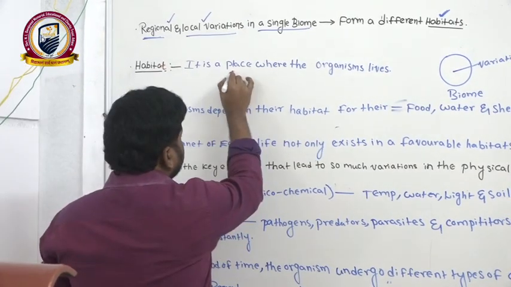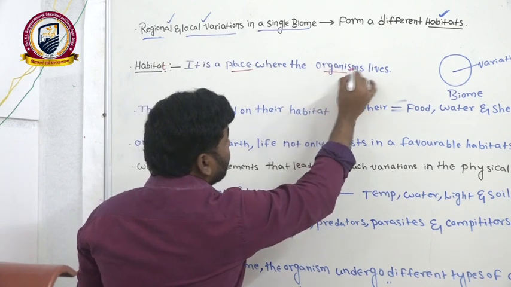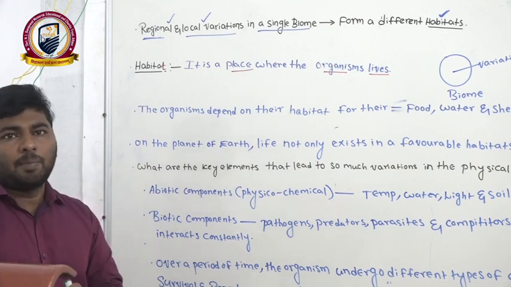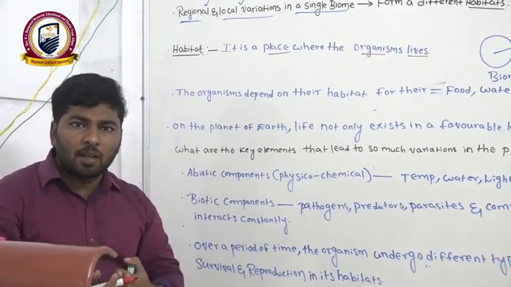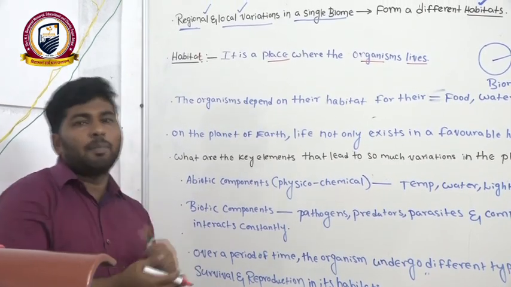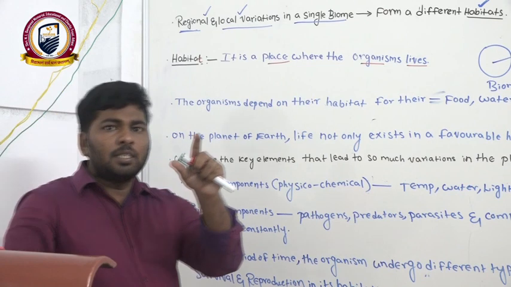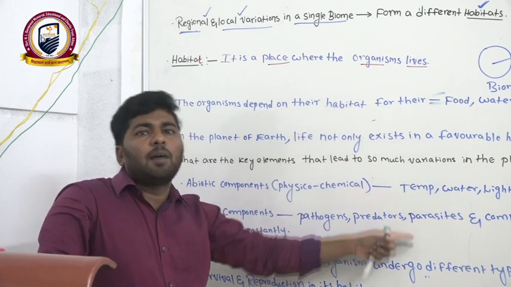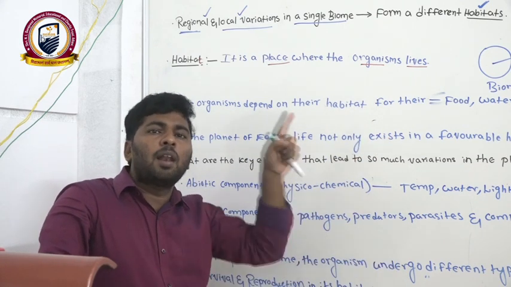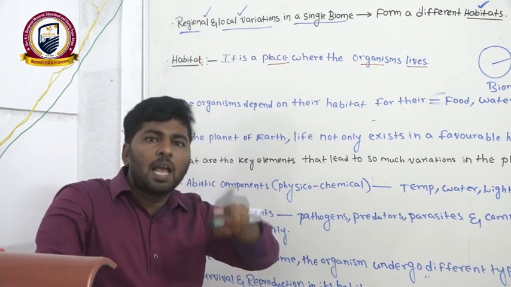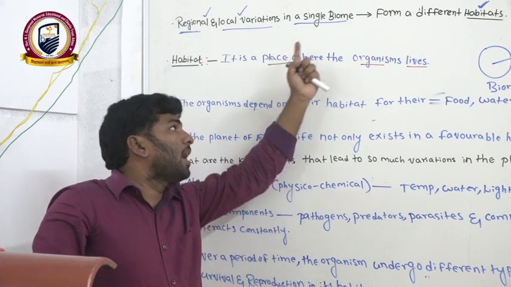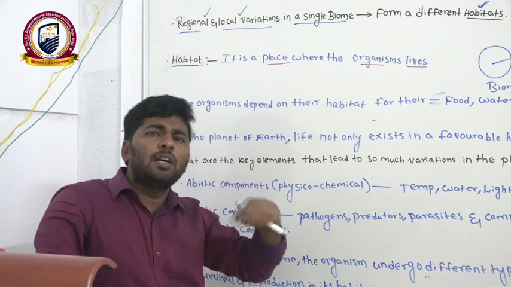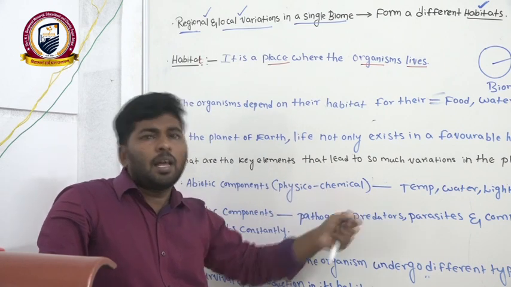Habitat is a place where an organism lives. Where organisms are living, that place is called a habitat. For example, our village is our habitat. If you are living in a particular place, for example Delhi, then Delhi is your habitat. Where you are living, that place is considered a habitat. Different organisms live in different areas, or different habitats.